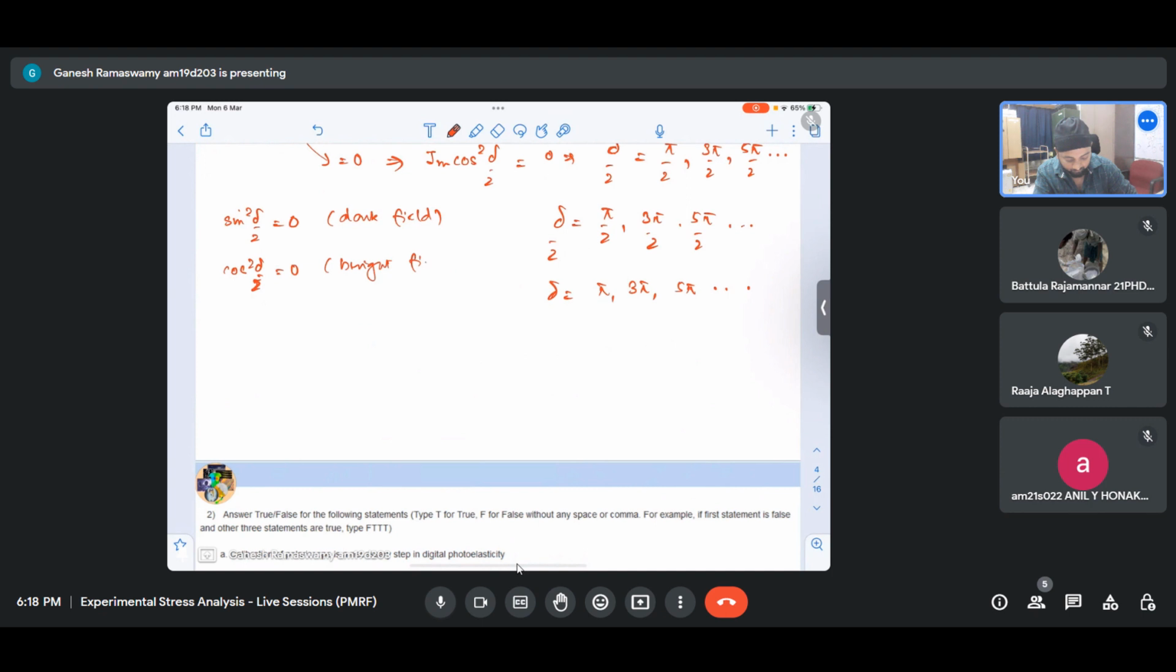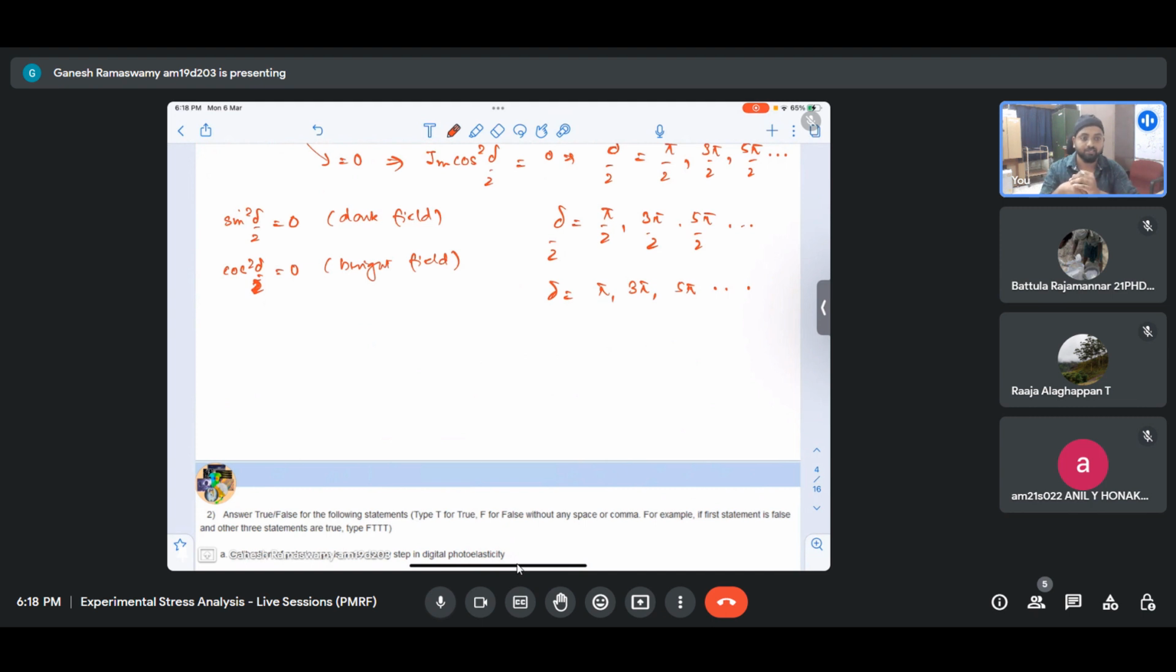Now we are able to see that these are complementary. Meaning in one arrangement, if we see a dark spot somewhere, in the other arrangement, if we were to keep the analyzer parallel instead of crossed, the dark spot will become the brightest. So essentially these form complementary fringes.